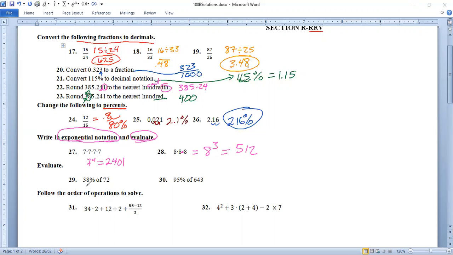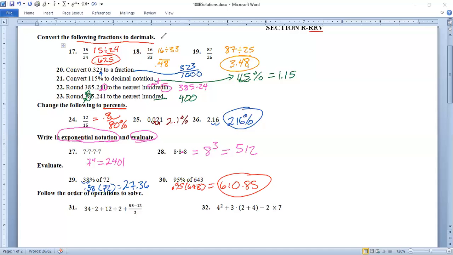All right, number 29. Evaluate 38%, so that's the decimal moving 2 places, 0.38 times 72. Punching that in the calculator, it gives us 27.36. And number 30, 95%, so that's 0.95 of 643. So of is times, so 0.95 times 643, and that is 610.85. All righty.